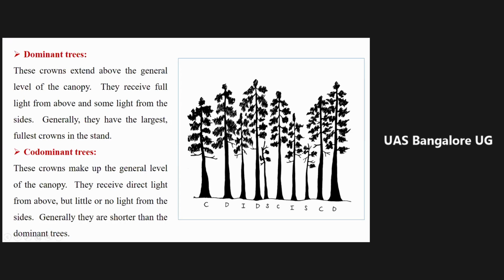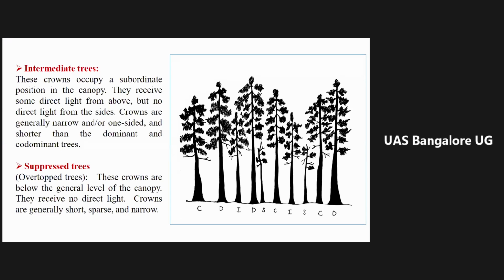Then the second one is codominant trees. These codominant crowns make up the general level of the canopy, and they receive direct light from above, but little or no sunlight from the sides. Generally they are shorter than the dominant class trees.